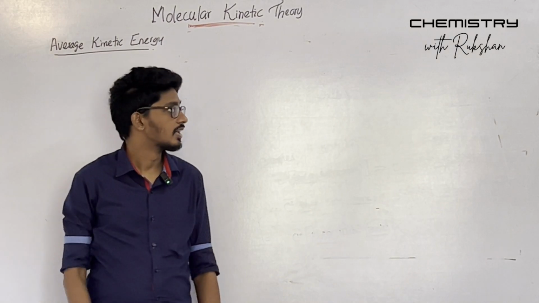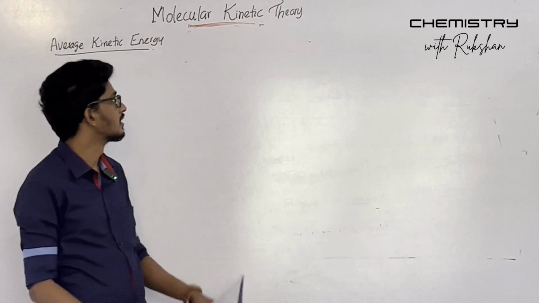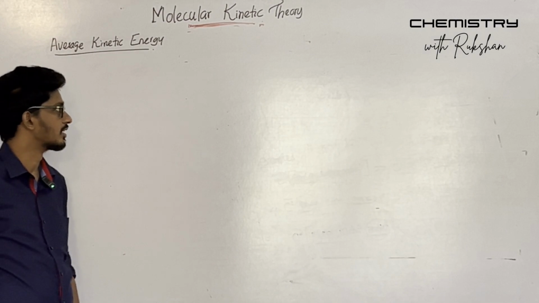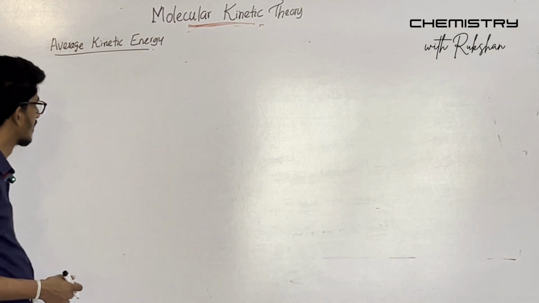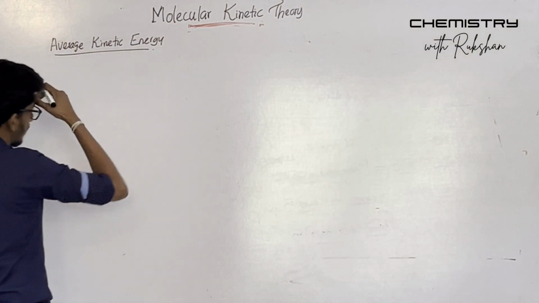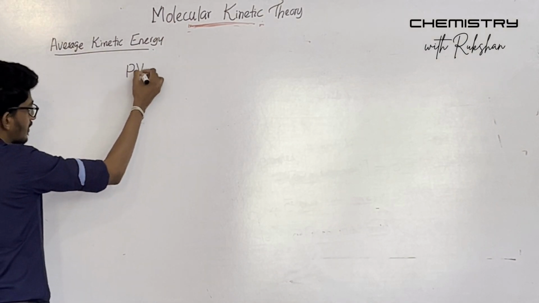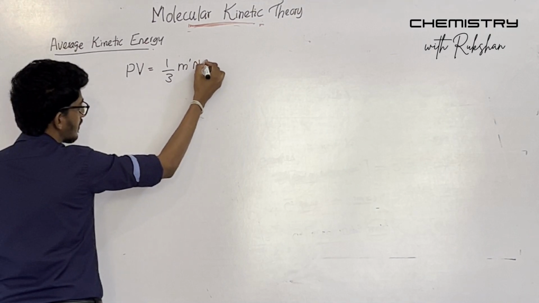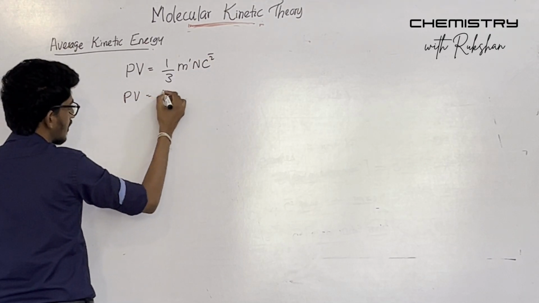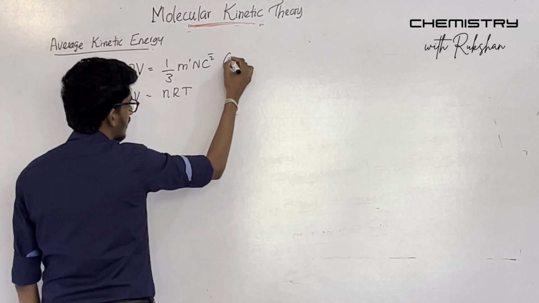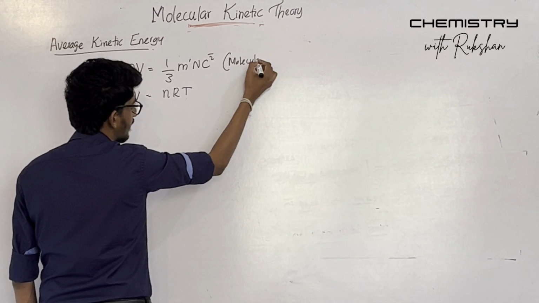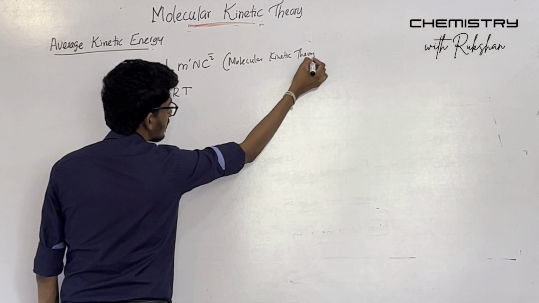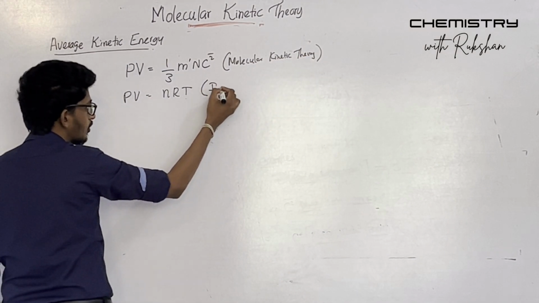Let's try to derive that equation by combining the two equations: the molecular kinetic theory equation and the ideal gas law. The two equations are P V equals one-third m dash c squared bar, which is the molecular kinetic theory equation, and P V equals n R T. This is the ideal gas law.